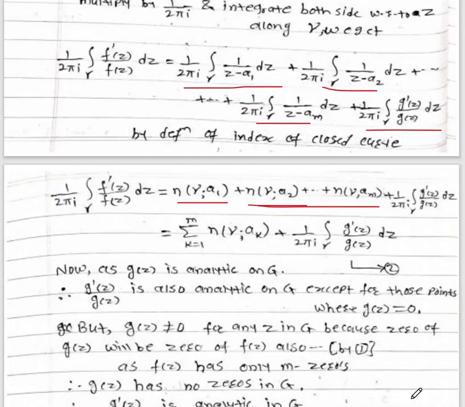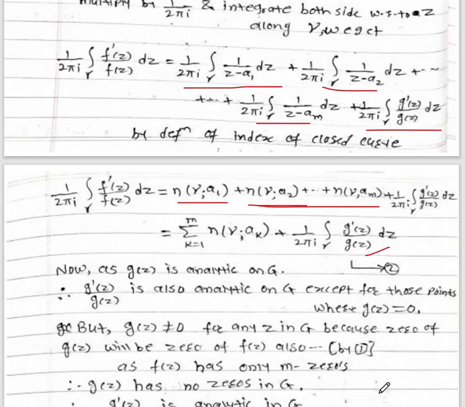Now here g(z) is an analytic function on region G. So we can say that the ratio g'(z) upon g(z) is also analytic on region G, except for those points where g(z) is equal to 0. But actually g(z) is not equal to 0 for any point in region G, because the zeros of g(z) will be zeros of f(z), from equation number 1.